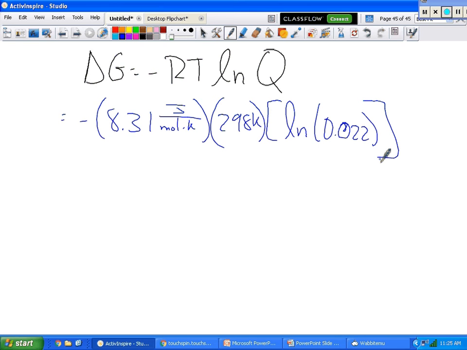Now, in terms of units, will anything cancel? Kelvins cancel, leaving you with joules per mole, and you could actually throw in the reaction part, which is exactly what delta G wants to be. Now, my question to you is, since Q is less than 1, what should delta G end up being? It should end up being positive, which means this reaction is not thermodynamically favorable.